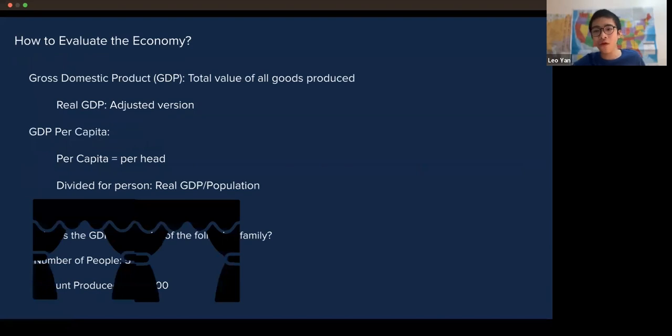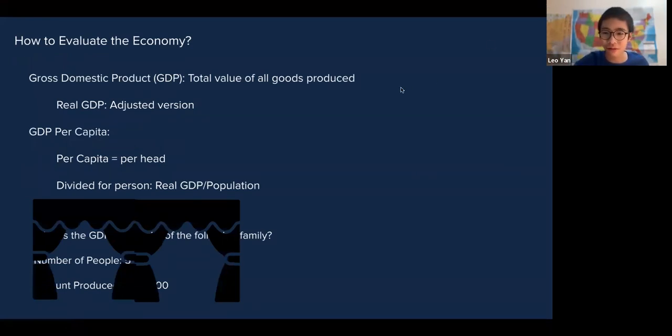Okay, so after that long explanation or rant or whatever you want to call it of the economy, how do we actually evaluate the economy? The ultimate way to evaluate the economy is through the gross domestic product. So what is the gross domestic product? The gross domestic product is essentially the total value of all goods produced. So what exactly does this mean?